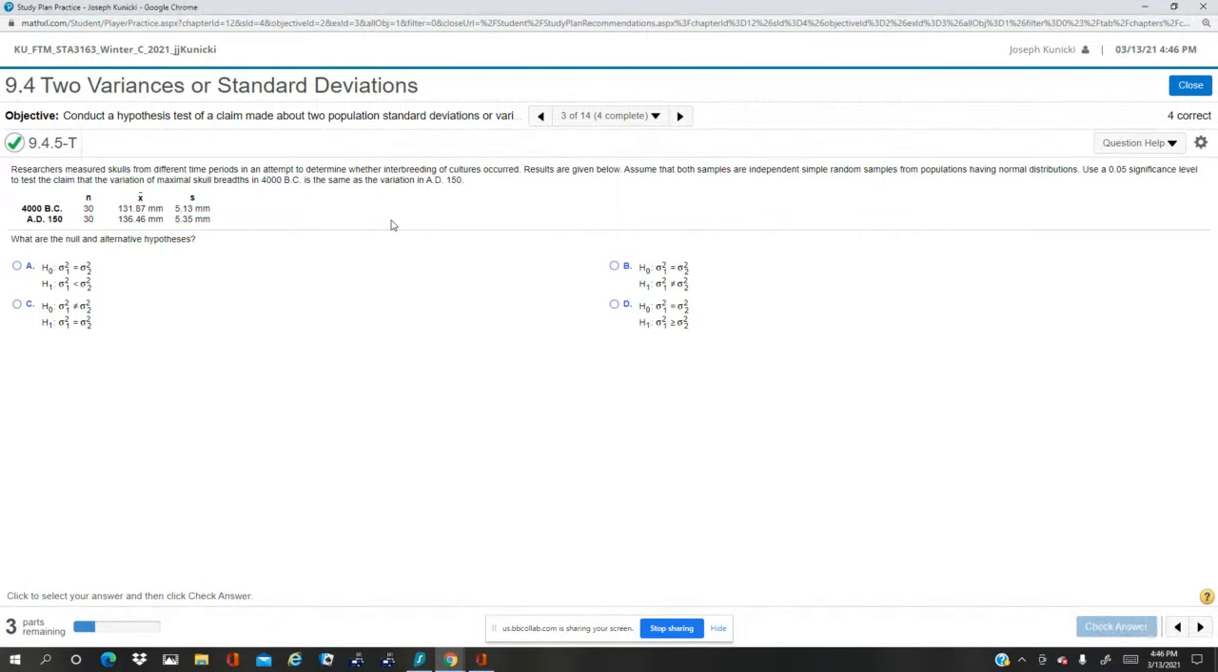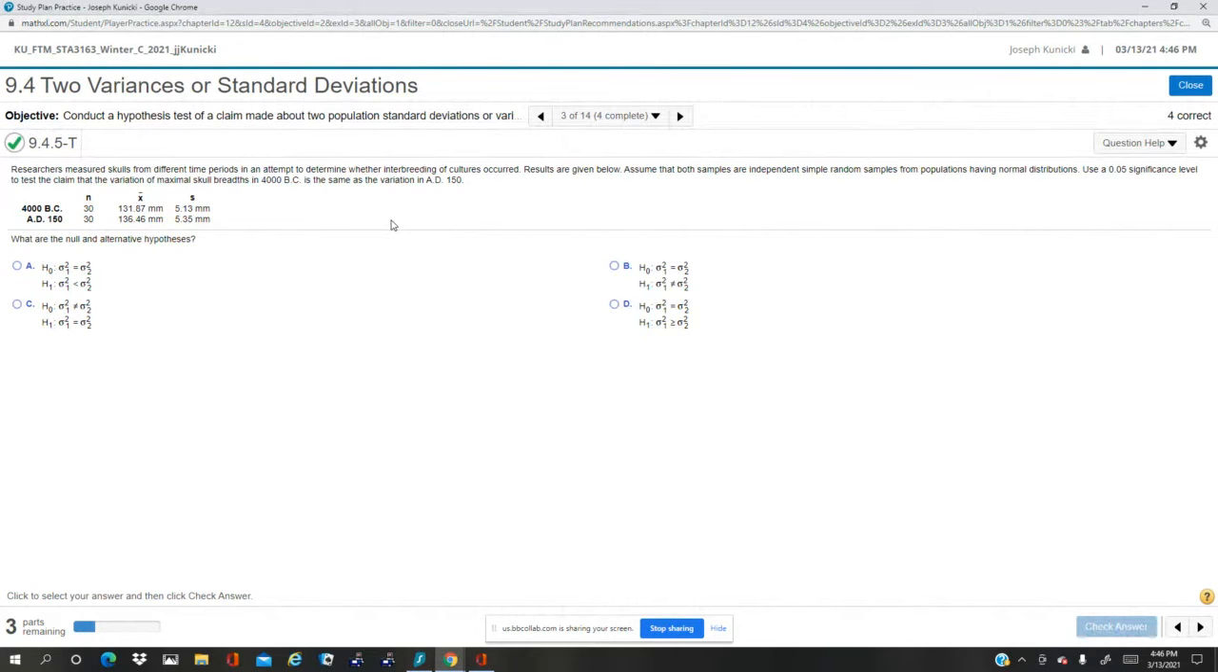They're met. Alpha is 0.05, and the claim is that the maximal skull breadth from 4000 BC is the same in variation as the AD 150. So it's S1 squared equals S2 squared. That's the null hypothesis. So the alternative is that they're not equal.